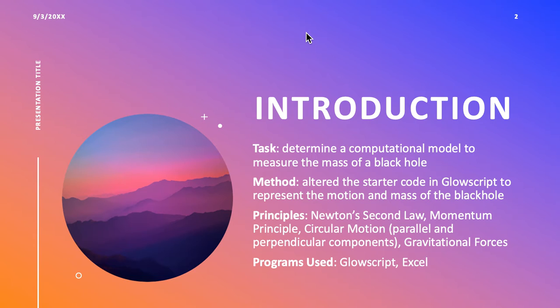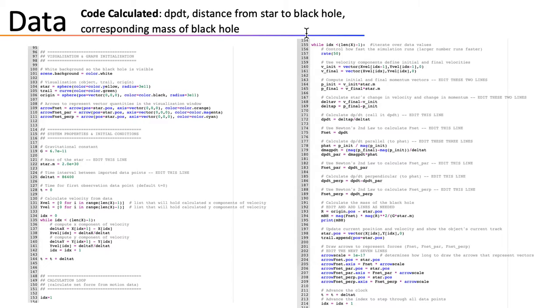Excel was used to calculate the average mass. So for my code, the code ended up calculating dp/dt, the change in momentum over time, the distance from the star to the black hole, and the corresponding mass of the black hole. I have just attached the part of the code that we were allowed to change. And so I made my initializations and I changed the code here and here and here. Yeah, so that's how it worked.